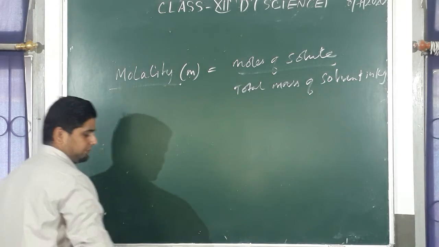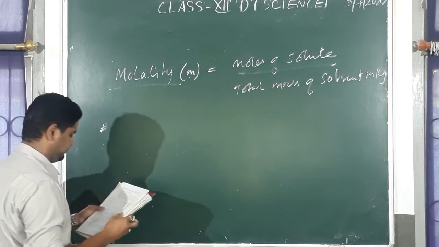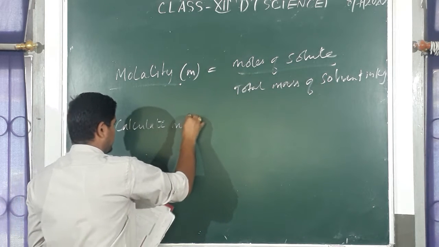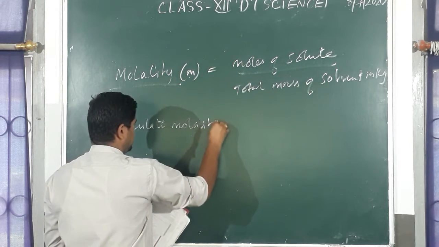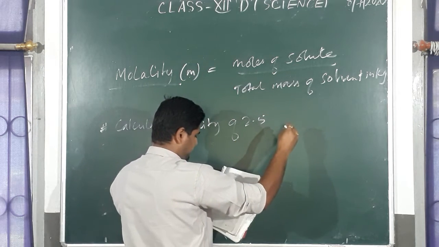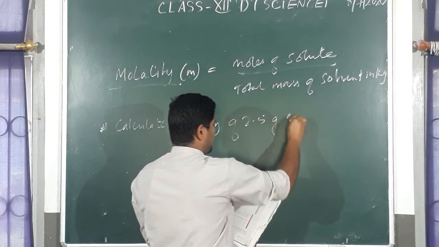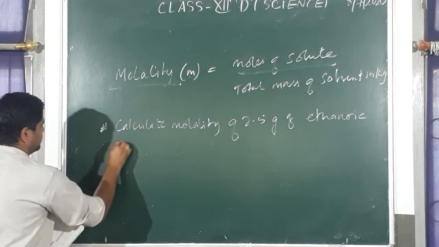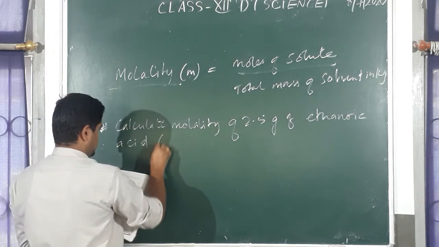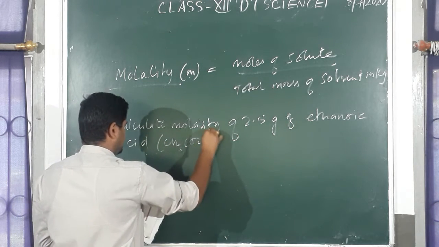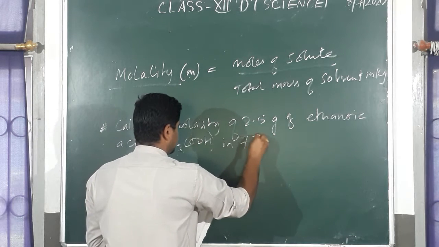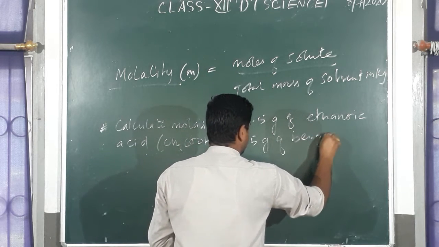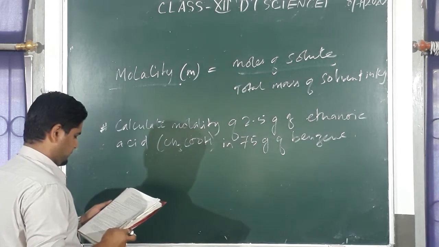Let us do one example. Let me write the question. Calculate the molality of 2.5 gram of ethanoic acid, that is CH3COOH, in 75 gram of benzene.